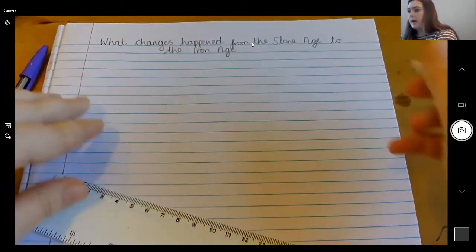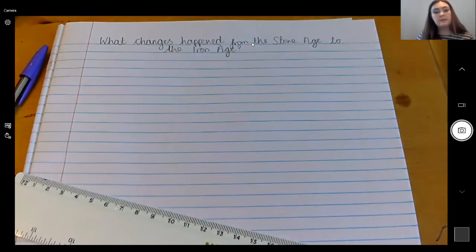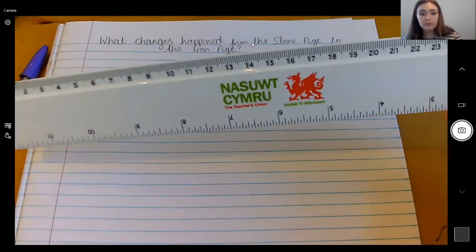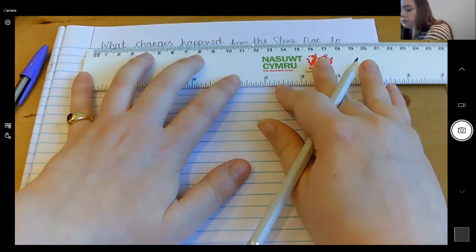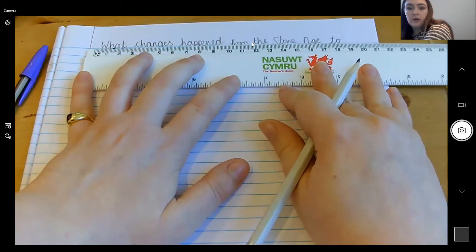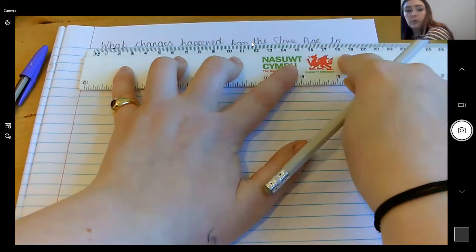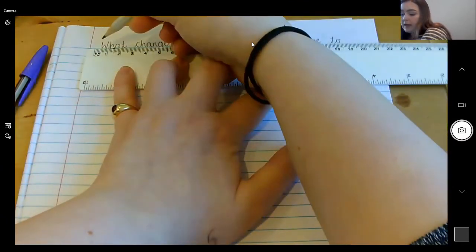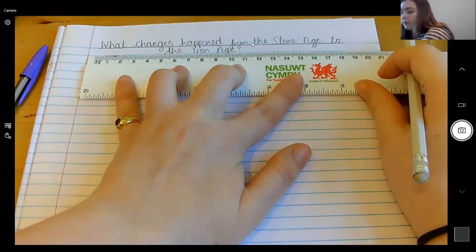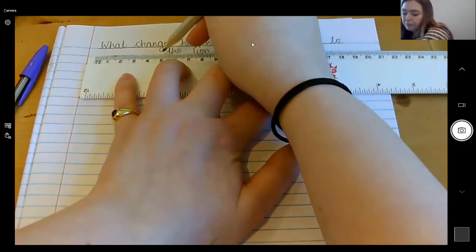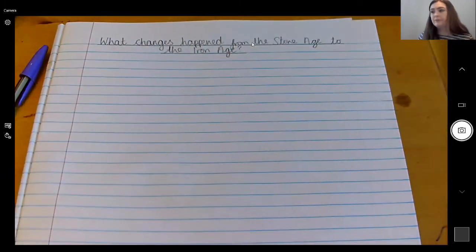Okay. And it's a question, so we need to end it with a question mark. And because this is a title, we need to make sure that we use our ruler to underline it. So you need to make sure that your ruler is neatly under the writing. Spread your fingers out across the ruler to give you more support when you draw your line, and then very neatly draw it in. Now you may have noticed that my title has gone on to the next line. That's absolutely fine. It is a long title.